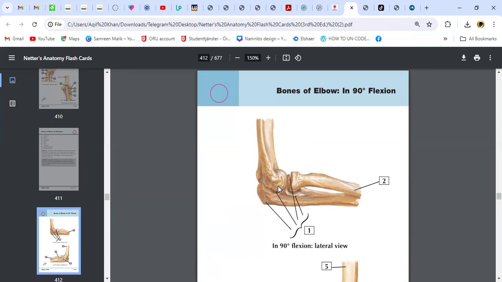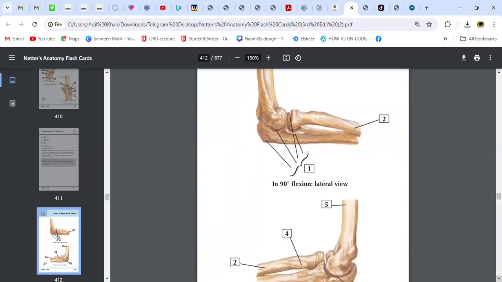So olecranon part, trochlear notch, coronoid process of the ulna, and number 1 is the radial notch of the ulna, and number 2 is the radius bone. Humerus, ulna, radius. Good. Moving on to the second image.